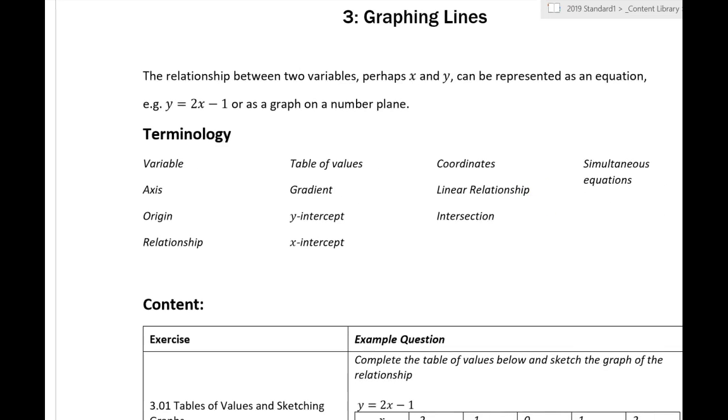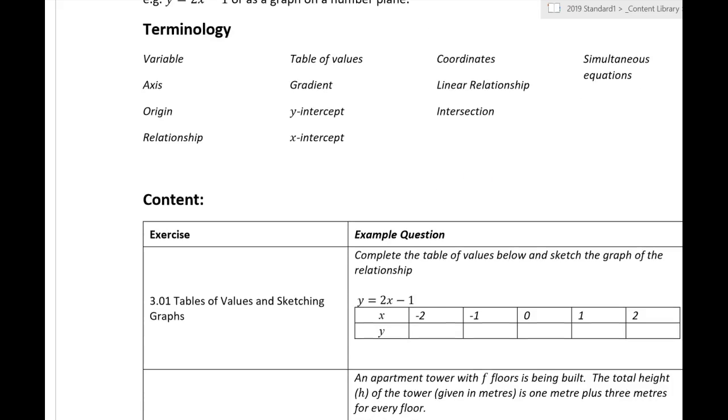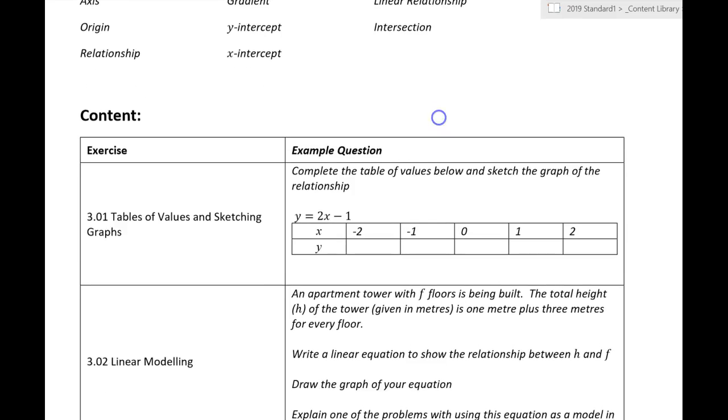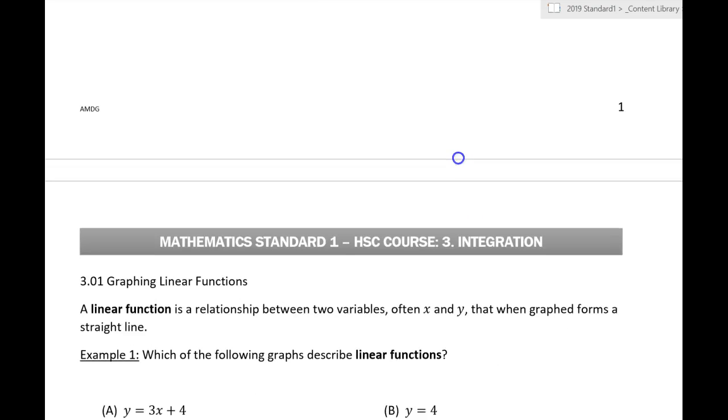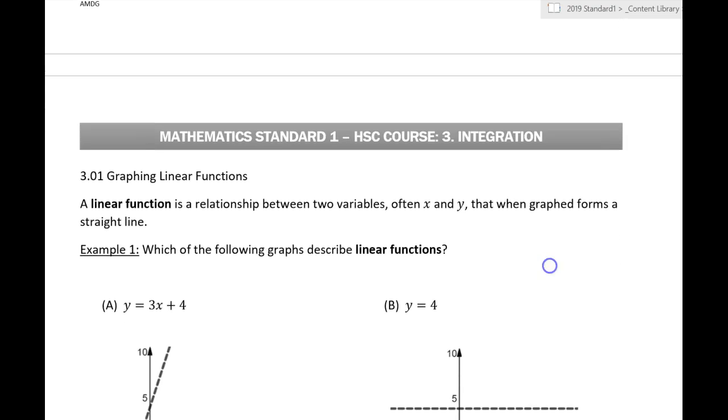Okay, so here's some key words. We'll talk about those in class perhaps. Hopefully you know what lots of those are. By the end of this little topic, you should be familiar with each of those.